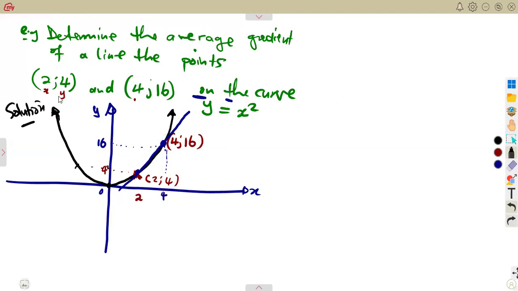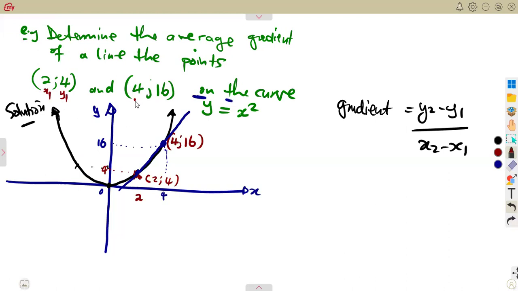All right. So with the points that we have, we can calculate our average gradient. Remember the gradient, the change in y over the change in x. So meaning to say, from our points, we've got x1, y1, and that will be x2, y2. So let's substitute and see what we're going to have at the end. The value of y2, that is 16, minus y1, which is a 4, over x2, that's a 4, minus our x1, which is a 2.